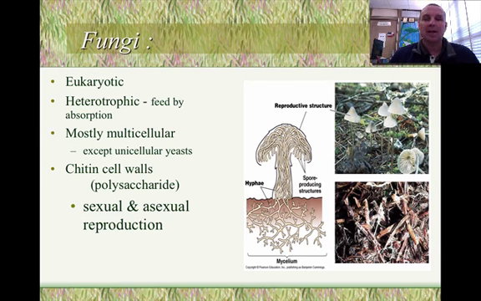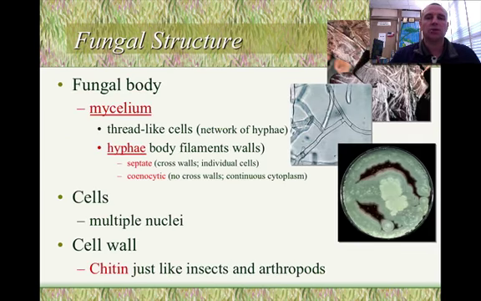They have chitin in their cell wall, which is a polysaccharide base, and this is different from having cellulose like a plant does. And they can reproduce sexually and asexually. Now, when we look at the structure of a fungi, it has a thing called a mycelium, which is our thread-like cells. They stretch out like a branching network, and they have these hyphae, which are body filament cells, and they can be two types.